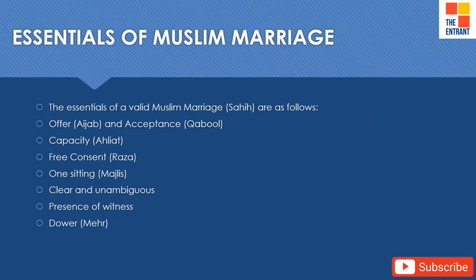The essentials of a valid Muslim marriage or Sahih are as follows: offer and acceptance, the capacity of the parties, free consent, offer and acceptance at one sitting, clear and unambiguous terms, presence of witnesses, and dower.